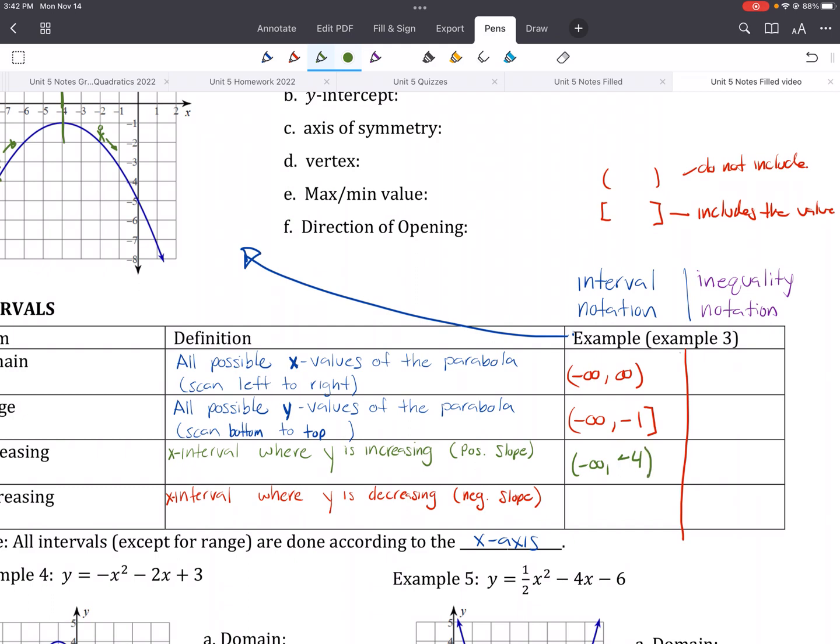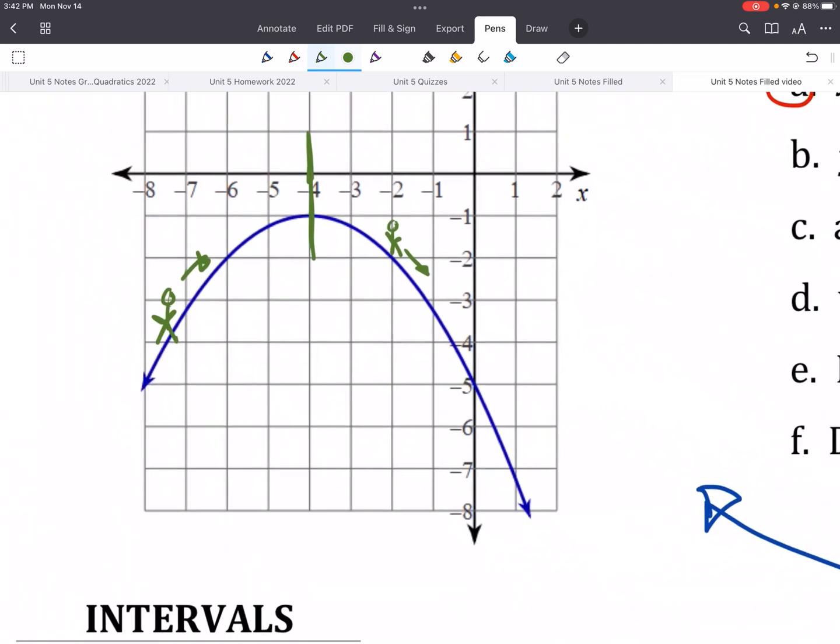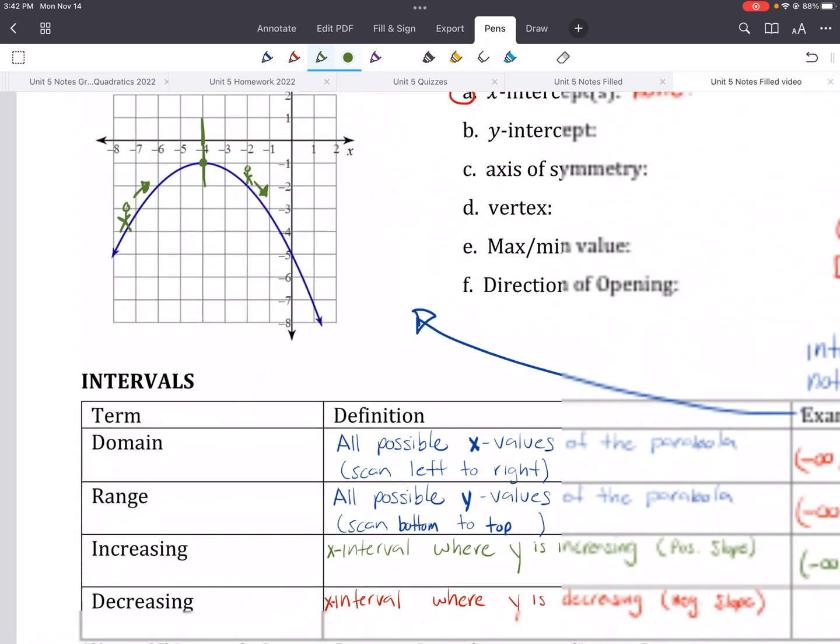And we wouldn't use a bracket. Why? Because when you're at that vertex, you are not increasing or decreasing at that point. The slope would be 0, and then right after that, it would start decreasing. So if we have positive slope on the left side and negative slope on the right side, then there's got to be a point in the center where it's not increasing or decreasing. It has to have a point where it switches, and that would be the vertex.